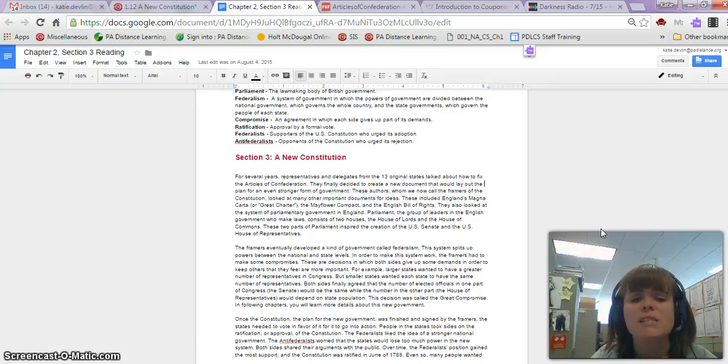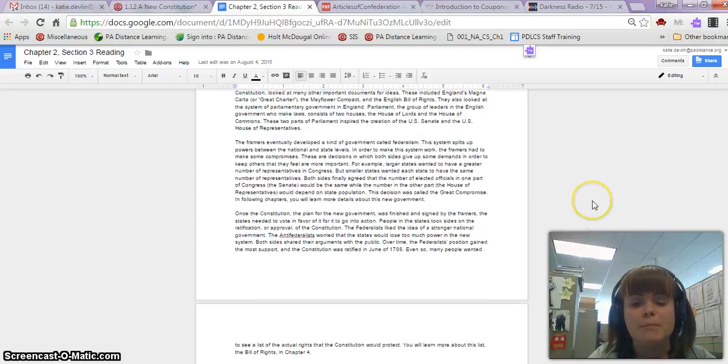They also looked at the system of parliamentary government in England. Parliament, the group of leaders in the English government who make laws, consists of two houses, the House of Lords and the House of Commons. These two parts of Parliament inspired the creation of the United States Senate and the United States House of Representatives. The framers eventually developed a kind of government called federalism. This system splits up powers between the national and state levels.